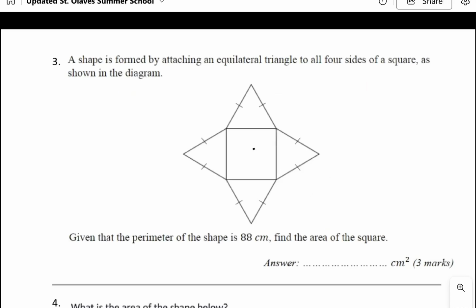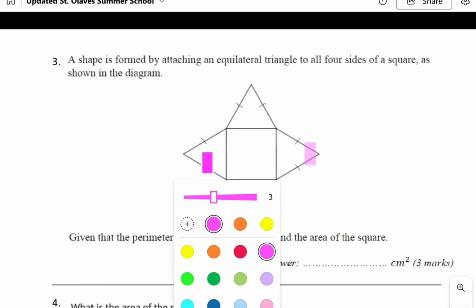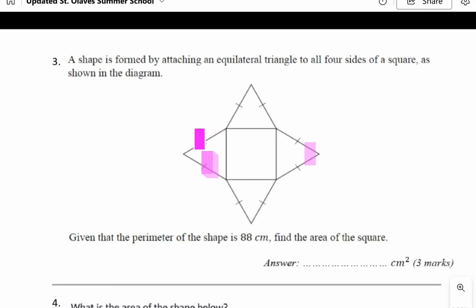So for this one, there's a few steps. The whole perimeter of the shape is 88. Now, what does this mean? We know an equilateral triangle means that these sides are all equal. Let me highlight this. So this side is equal to this side, which is equal to that side, which is equal to this side. So using that information, how many sides do we have in total? We have 1, 2, 3, 4, 5, 6, 7, 8.